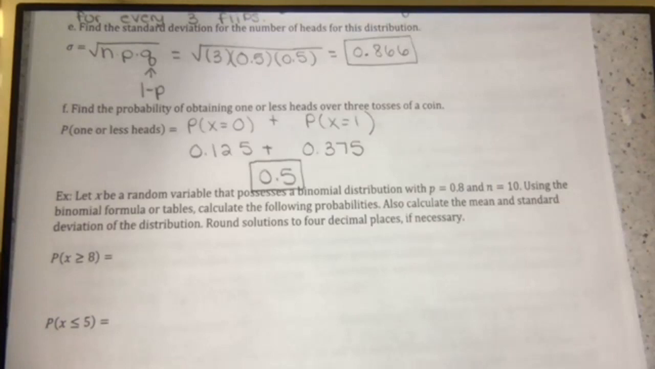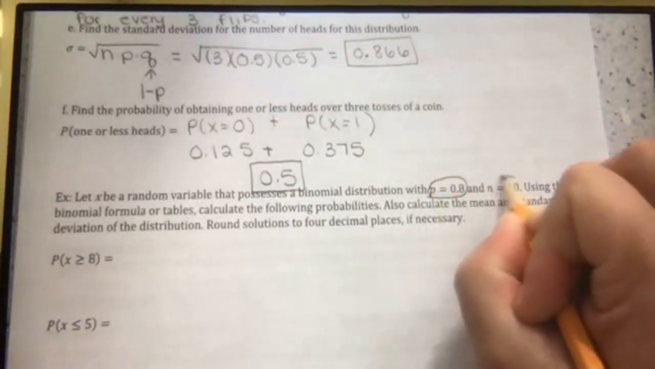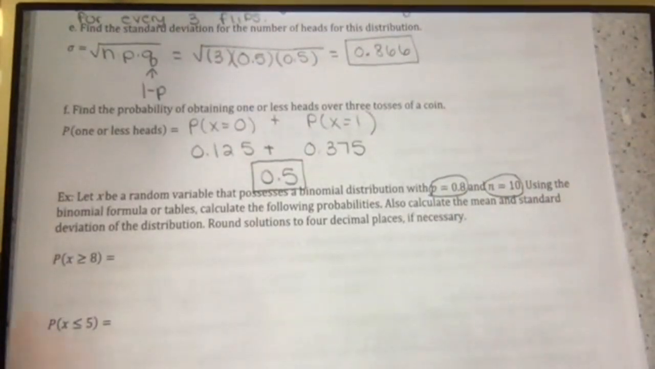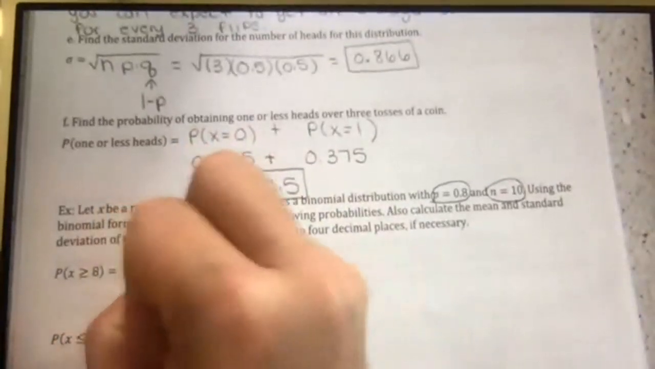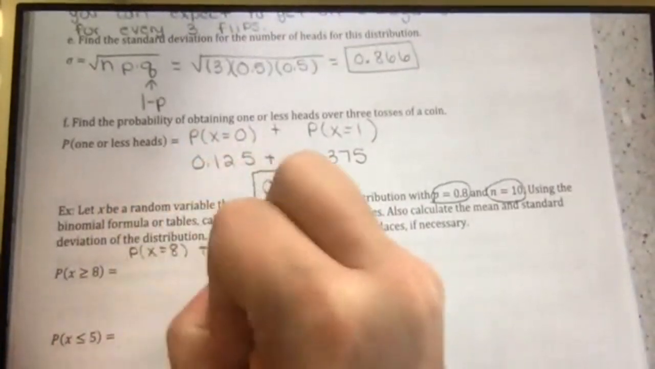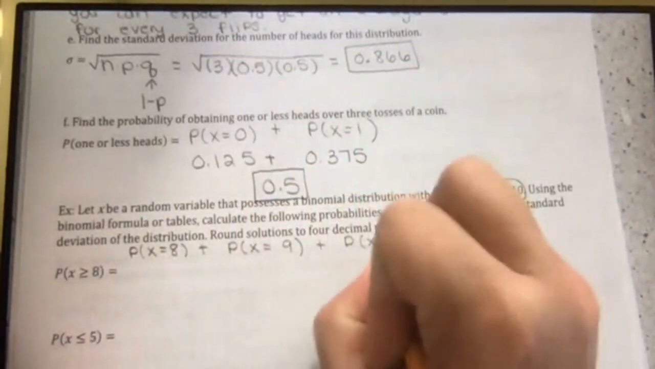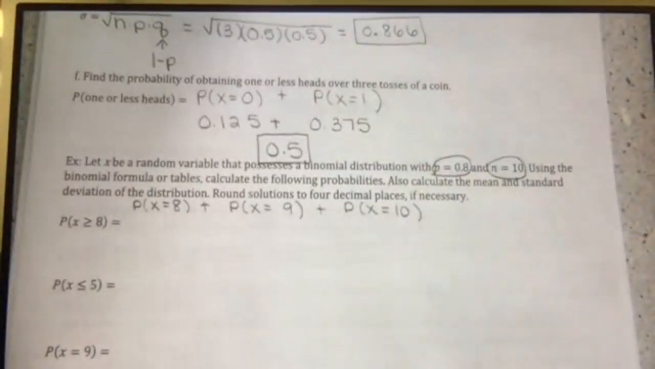So it's the same concept. It's just a little bit more straightforward. It tells you that p is 0.8, n is 10. And it's asking, what's the probability that x is greater than or equal to 8? So that means the probability when x is 8, plus the probability when x is 9, plus the probability when x is 10. And we know they have 10 trials, so nothing's more than 10.